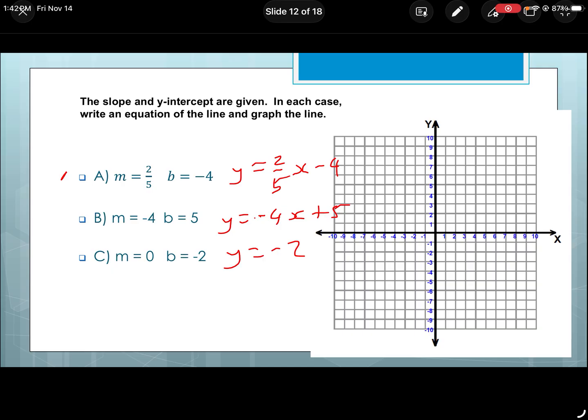So remember, it tells you it starts at negative 4. That's what b is, right? So you always start here on the y-axis. So I'm just going to put a dot there.